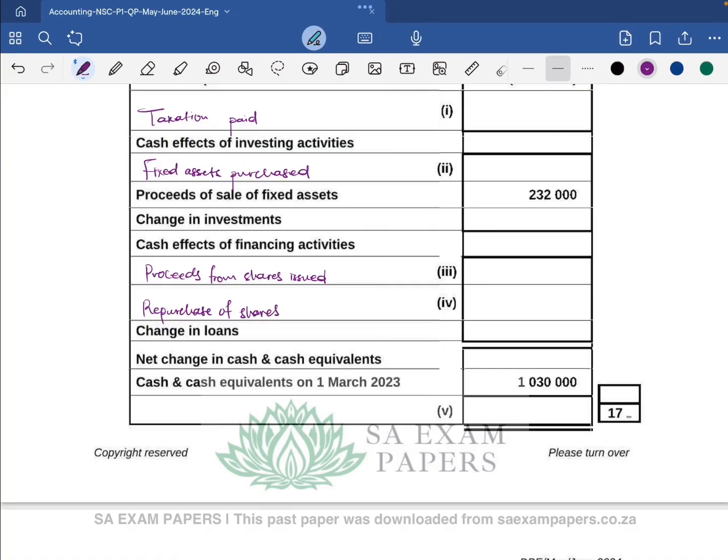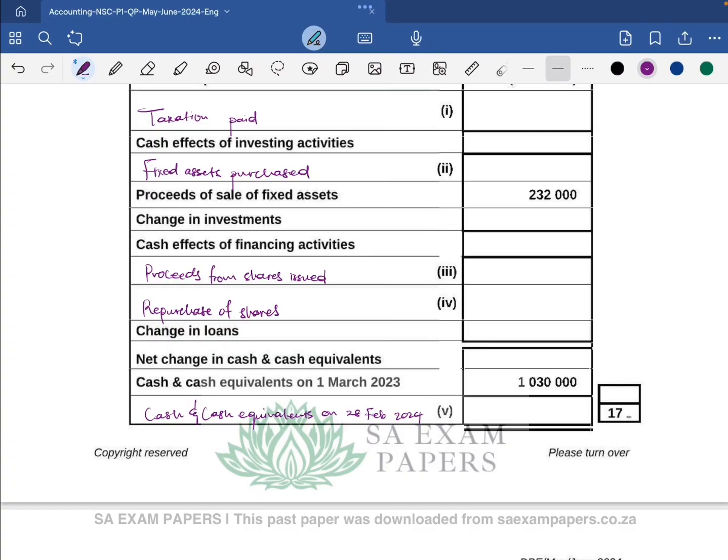And then the last one is our cash and cash equivalents at the end of the year. Remember that the key principle of calculating our cash flow is to get our cash and cash equivalents at the end of the year. So here we're going to have our cash and cash equivalents on 28 Feb 2024.